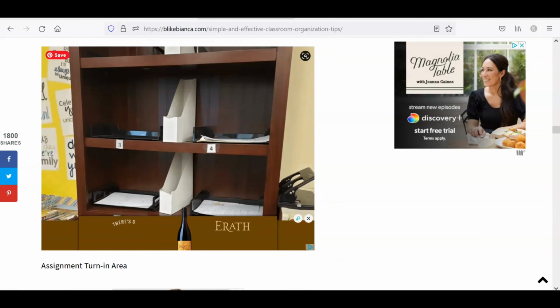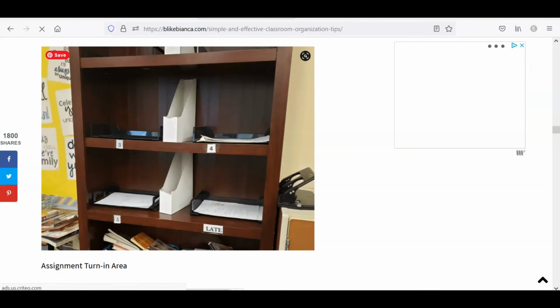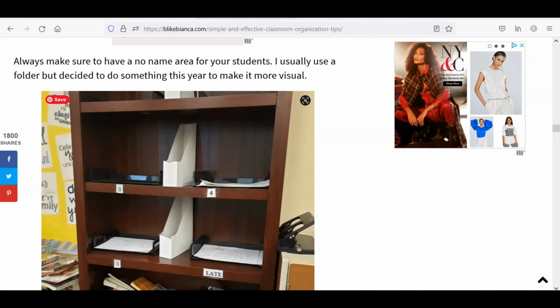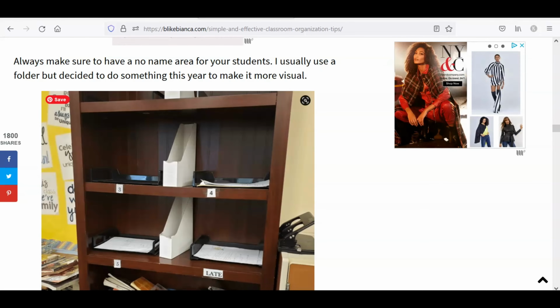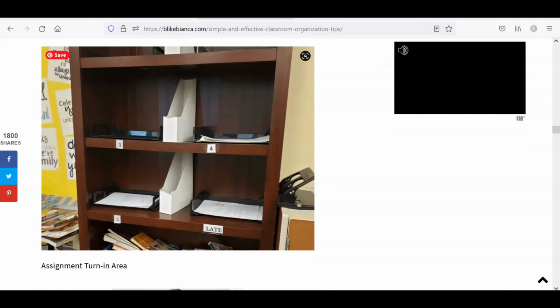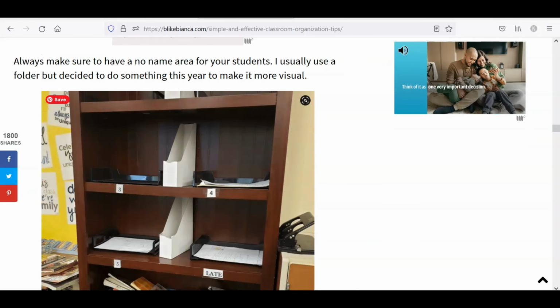This part is really, really important because there's a turn-in tray. So the 3rd, 4th, and 5th period, those were turn-in trays. And then I also have the late tray. The late tray is if a student turns in something late, then I know it's late and I can grade it right away. The turn-in trays are just basically where students turn in work. And I just make sure that I label so students will know where to put things. And some of those, the white box areas, those were for notebooks if they need to turn in their notebook to be graded.